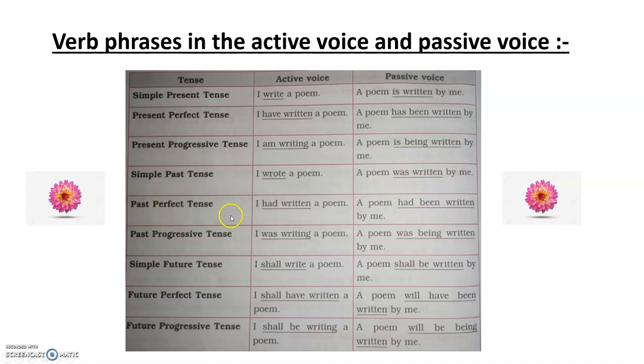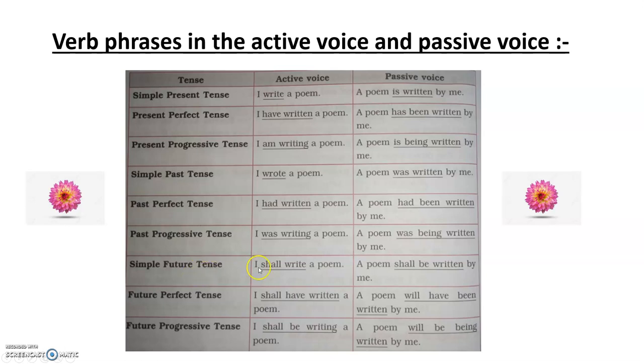If you have past perfect tense, like I had written a poem. Had written. Now, I is the doer of the action. Now, you have to bring it in the predicate. So, how will you put that? A poem had been written by me. Had been written. In the past tense. Past progressive. I was writing a poem. Was writing. Yes, this is past progressive. So, how do I make it passive? A poem was being written by me. Was being written. Because it is in the past tense there.